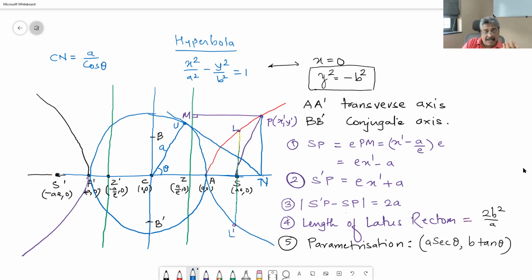So this angle theta, and if you join CP, whatever angle you get, they have nothing to do with each other. They are going to be totally different angles, unless you have special points, like theta equal to alpha when it is the point (A, 0), etc. So special points.